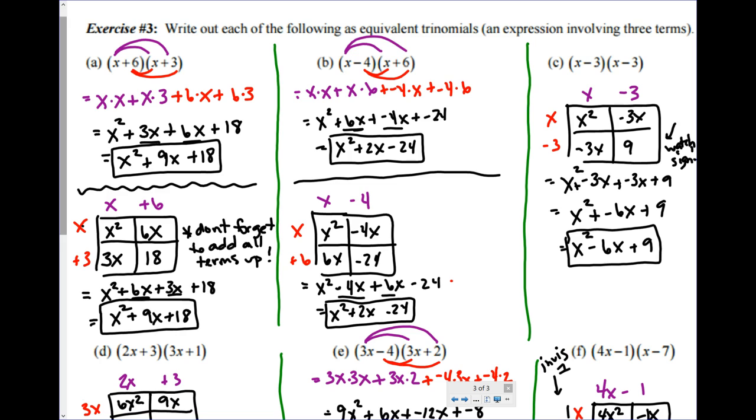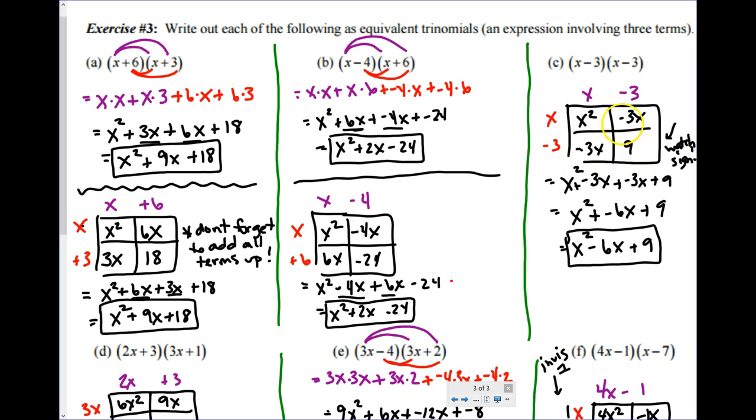Letter B, your correct answer should be x squared plus 2x minus 24. A couple things on B to be careful about is combining the 6x and the negative 4x. 6 minus 4 is positive 2, and 6 times negative 4 is negative 24. So watch your signs. I've done both double distribution and the area model for letter B to show you both ways. Letter C, I only did the area model.